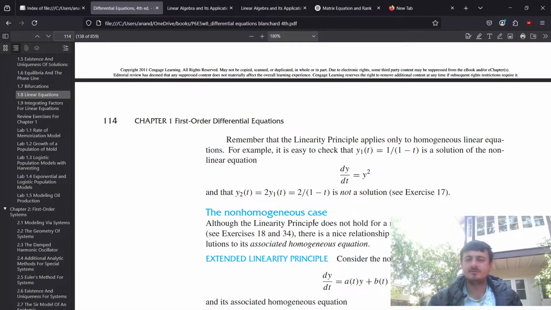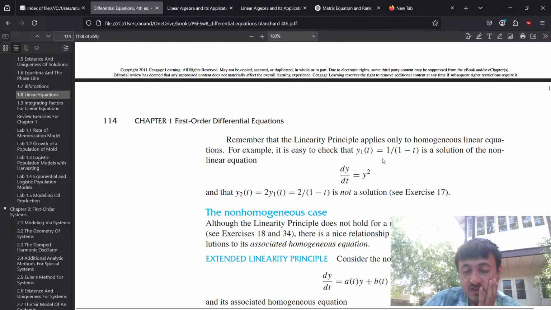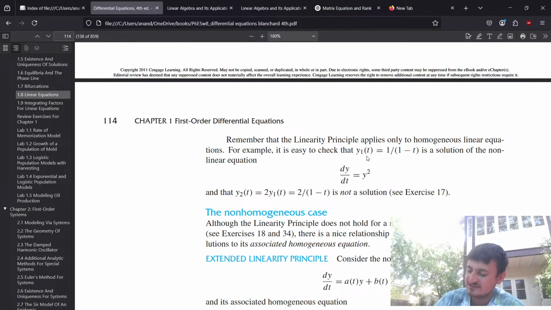Remember that the linearity principle only applies to homogeneous linear equations. For example, it's easy to check that y1(t) equal to 1 over (1 minus t) is the solution of a nonlinear equation. Hold on, let's do that. I'm so bad at that. So if we have 1 over 1 minus t equal to y(t), we're going to get dy/dt.